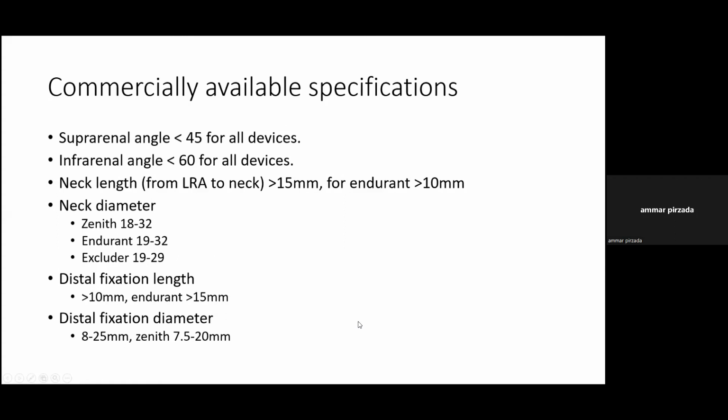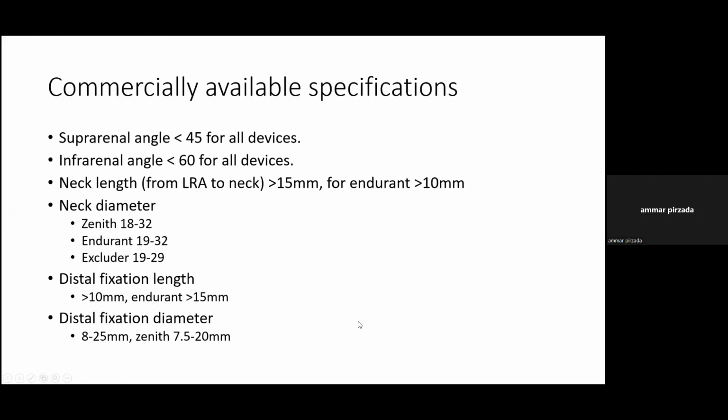So for suprarenal angle, it should be less than 45 for all devices, and the infrarenal angle should be less than 60 for all these devices. There are few variations in terms of length and neck diameter. So for neck length, that is from lowest renal artery to the neck, it should be at least more than 15 millimeter for the Zenith or the Cook system. For the Medtronic one, it should be more than 10 millimeters.